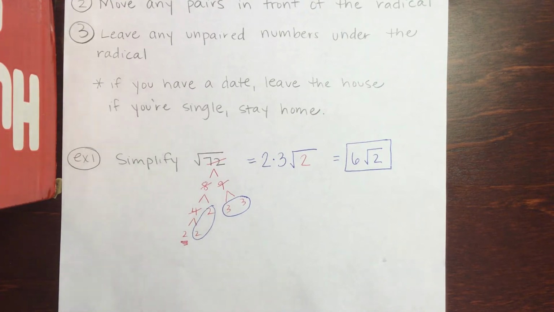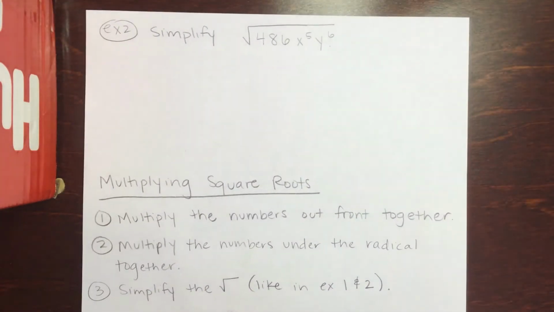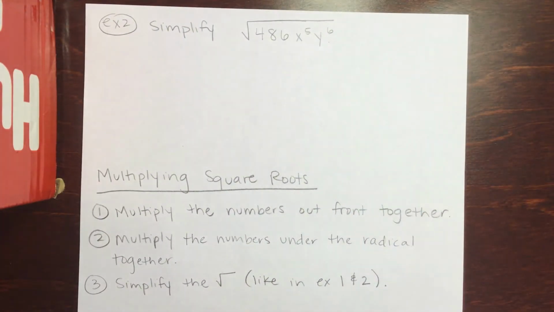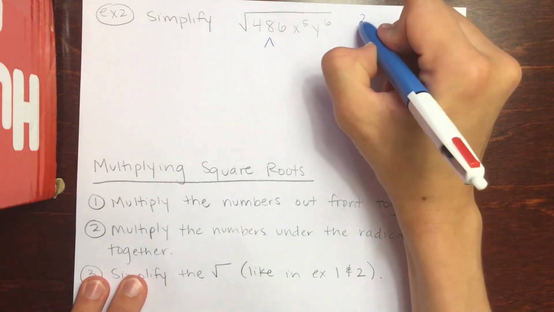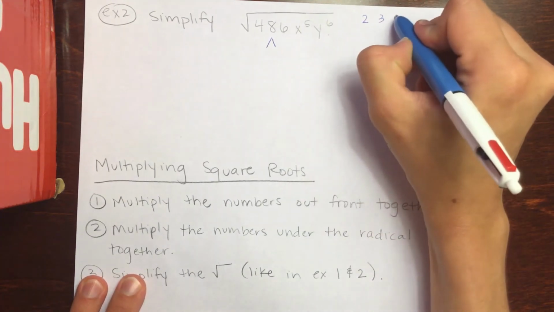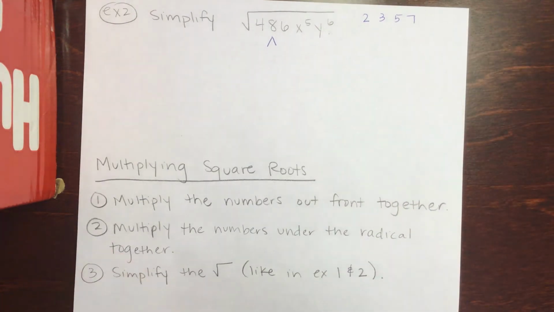Let's do another example. These are going to have variables in them. The variables are these x's and y's, any kind of letter. So we're going to treat the numbers the same way we did before. 486 breaks down into 2 times 243, or 6 times 81, or whatever pair of numbers you can come up with. I usually go through 2, then 3, then 5, then 7. I try and break them down that way.